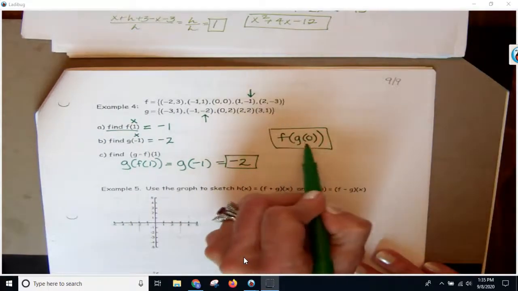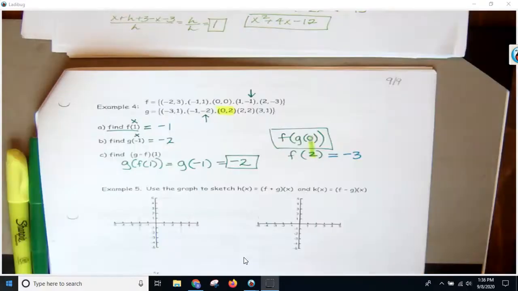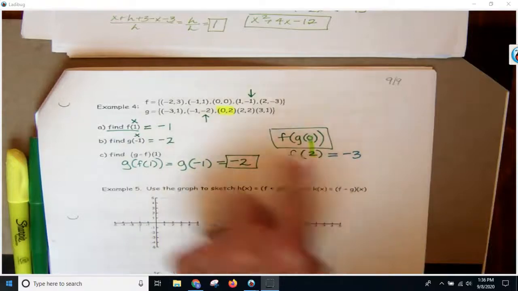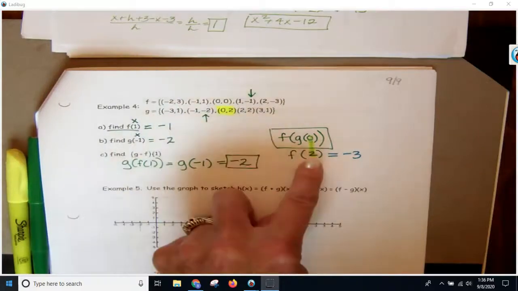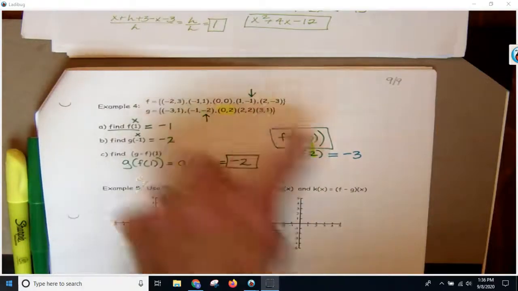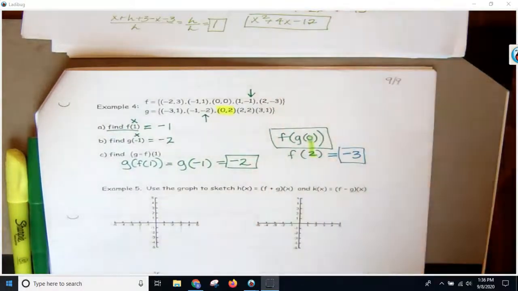What is f of g of 0? Okay, pause it now. So you should have found that f of g of 0 is 2, right? When x is 0 in the g function, you get 2. And when you use that as your x, you come up here and you find that 2 gives negative 3. So there you go. That's it for today.